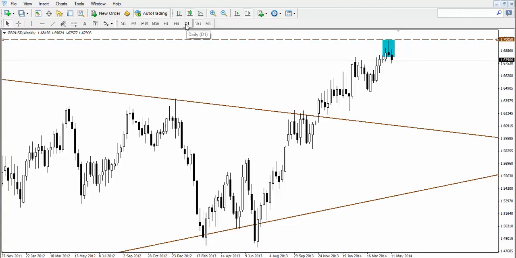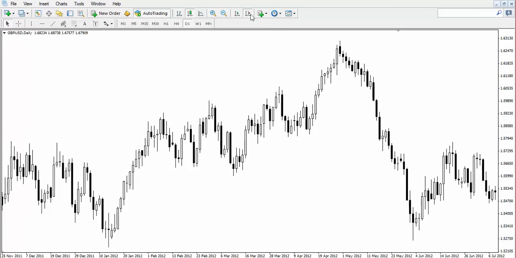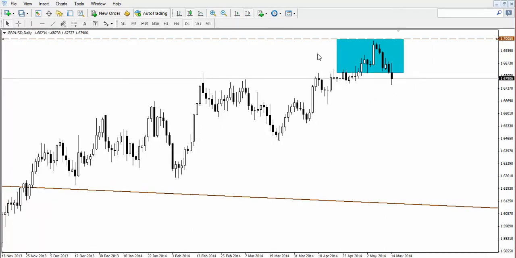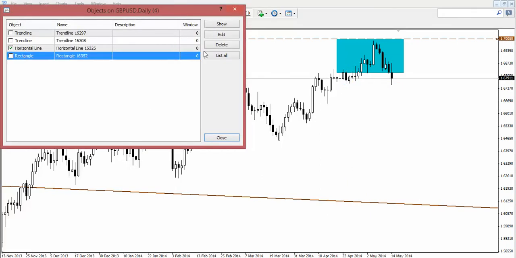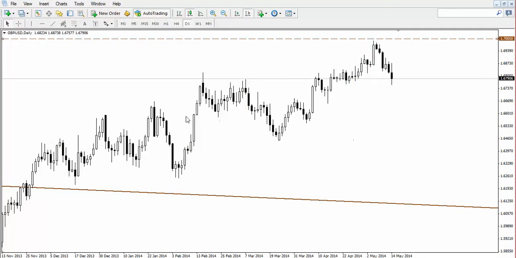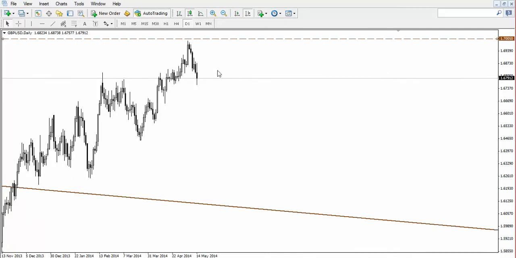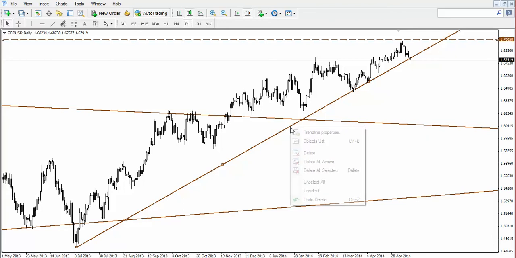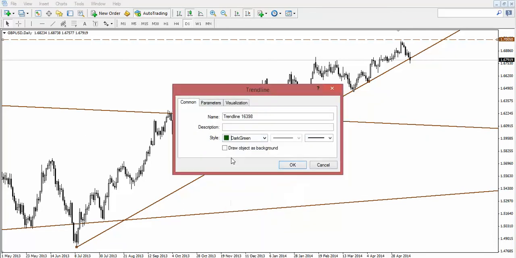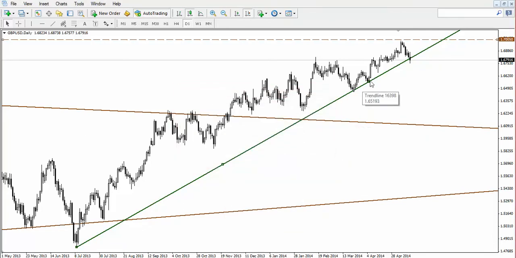So back onto the daily chart, I will just remove this rectangle, and a couple of things to note on the daily chart. So first of all, we've got a big trend line that runs up here. Mark that green for daily. Let's just make it as precise as possible. Okay.